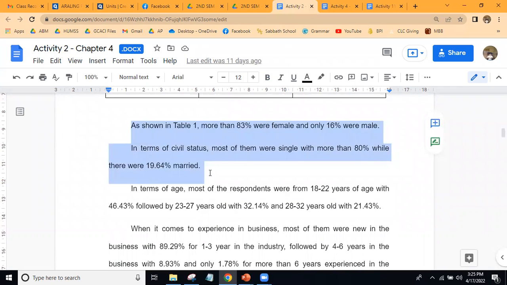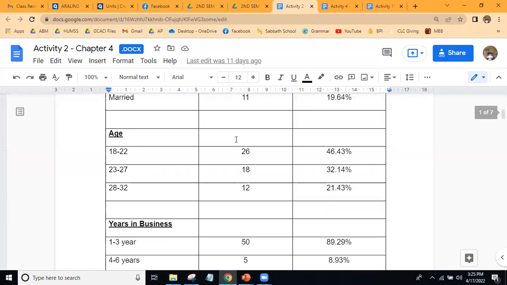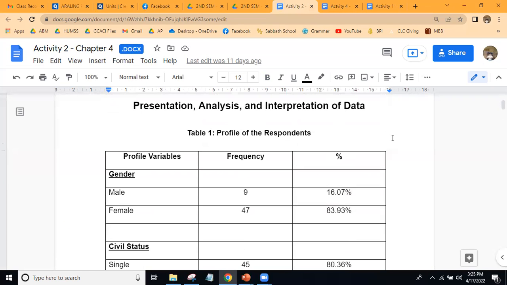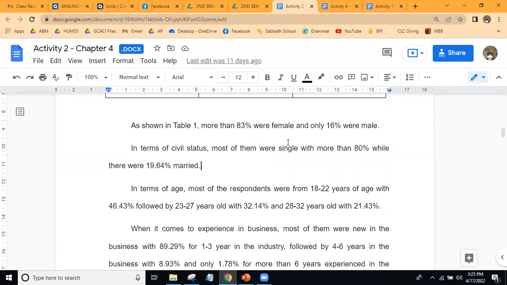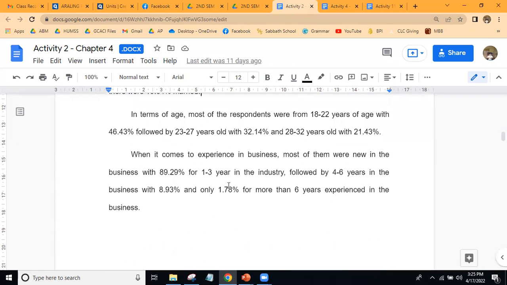Word interpretation. Ina-narrate nyo lang. As shown in table 1, more than 83%, hindi na sinakto kasi 83.93. So more than 83% were female and only 16% were male. In terms of civil status, most of them were single with more than 80%, while there were 19.64% who are married. Okay? So ganun lang.